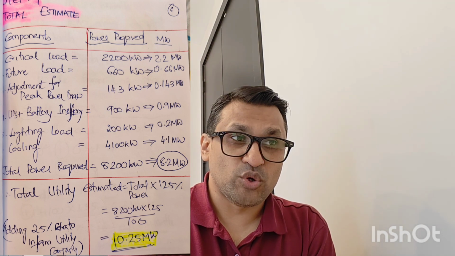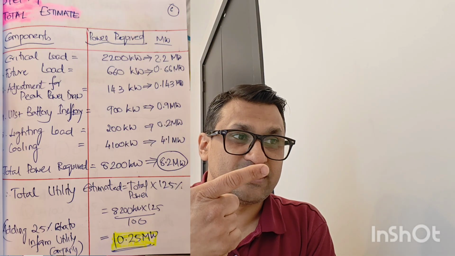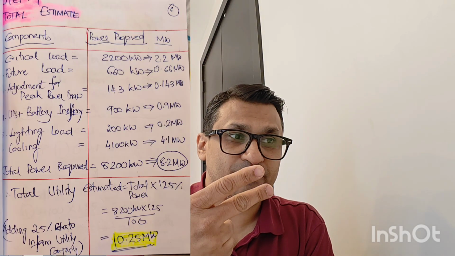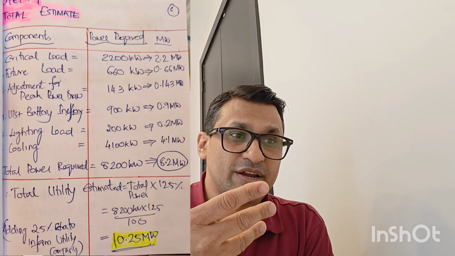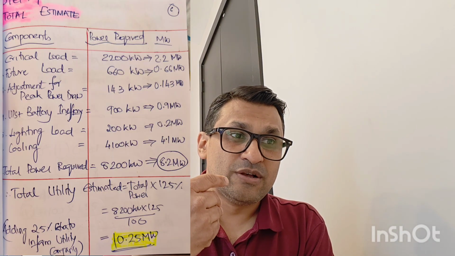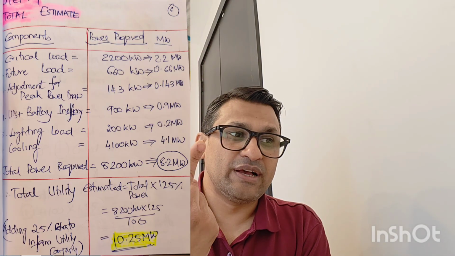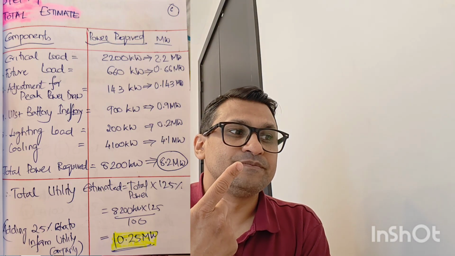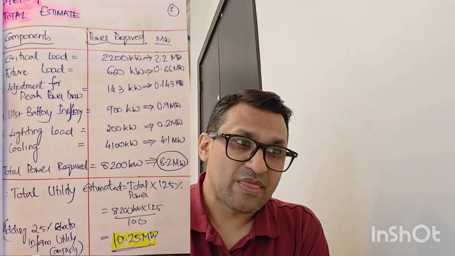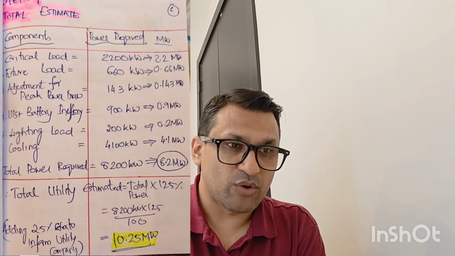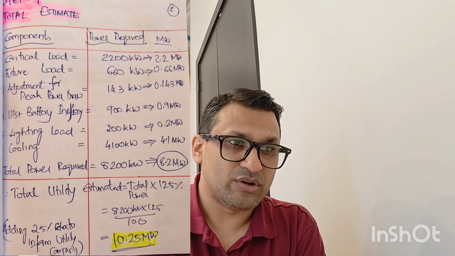The final total estimate, considering the critical load 2200, future load 660 kilowatt, adjustment for peak power 143, UPS battery inefficiency 900 kilowatt, lighting load 200 kilowatt, considering 2 watts per square feet, cooling 4100 kilowatt, and then total power required 8200 kilowatt. If you add all of them, that becomes about 8.2 megawatt.